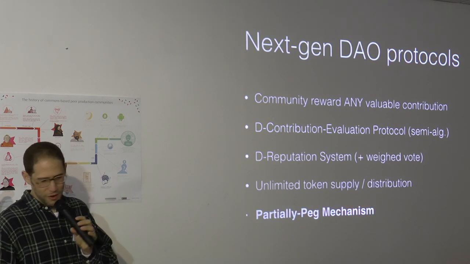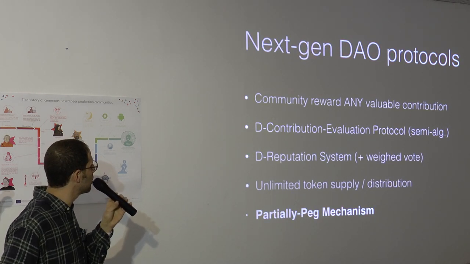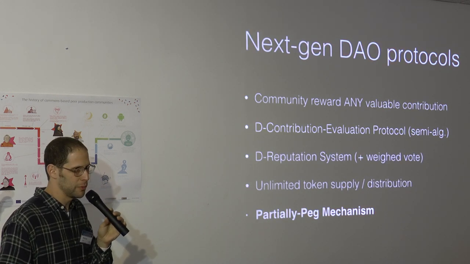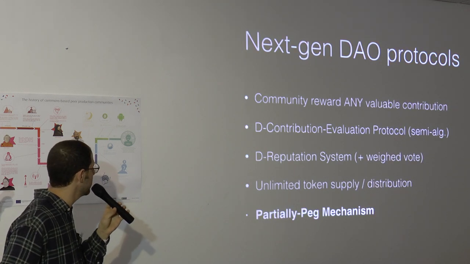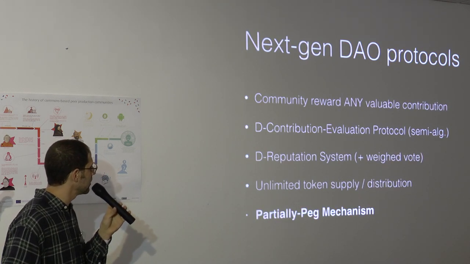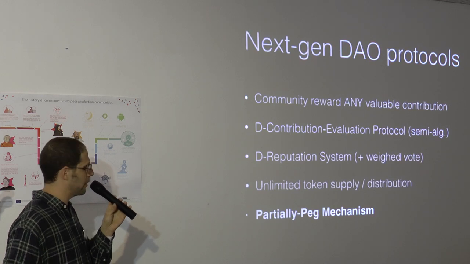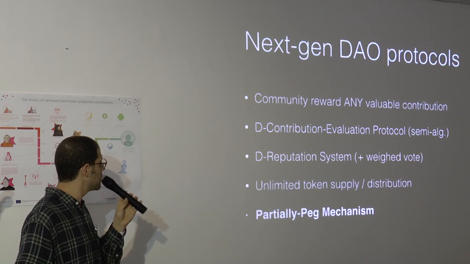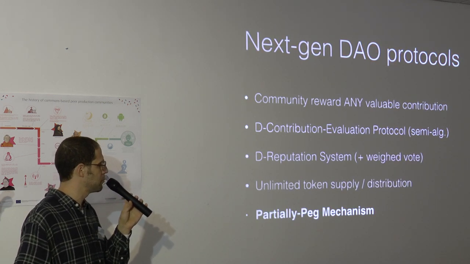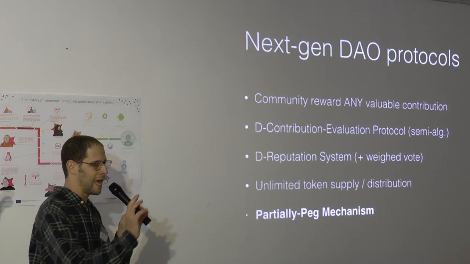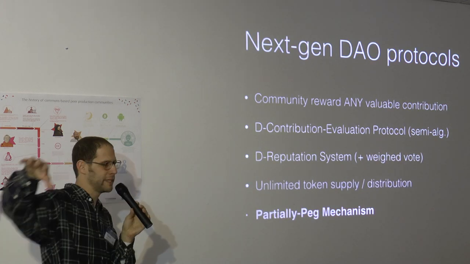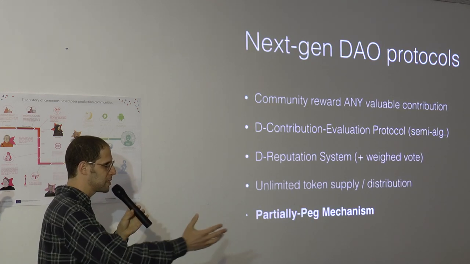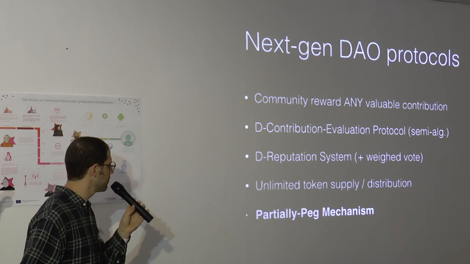So very briefly, I will tell you about the next generation DAO protocols. Basically, you should have a protocol such that the community rewards any valuable contribution. How to make that? That's a big question, which we worked on in the last year and feel that we are close to having a final, systematic answer. Which means that you need to have a decentralized contribution evaluation protocol. Again, algorithmically. So I'm doing action A, now the rest of the network can give feedback on my action, and the network should be able to sum up this feedback and assign a value.